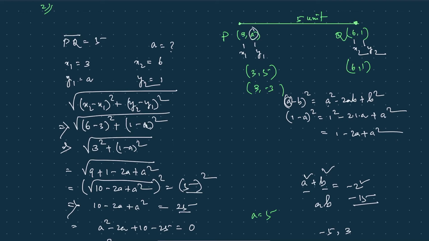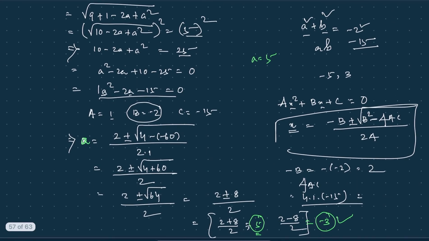So we are going to get two coordinates of this point. One is P equal to 3, 5, the other is 3 and minus 3. I hope that you understood this one.